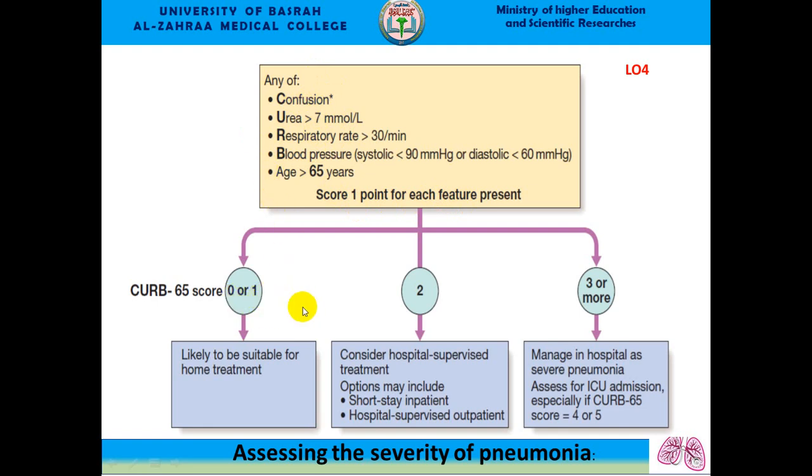If it is 0 or 1, it's likely to be suitable for home treatment. If it is 2, then you should consider admitting your patient to the hospital, and you may make the patient stay for a short time, or you may decide to treat him as an outpatient. If it is a 3 or more, then it should be treated in hospital because this is severe pneumonia. And sometimes even the patient might need admission to the intensive care unit, especially with high CURB-65 score like 4 or 5.